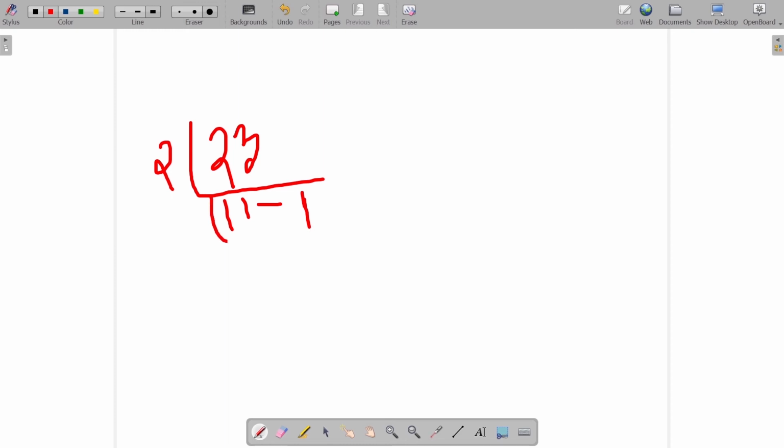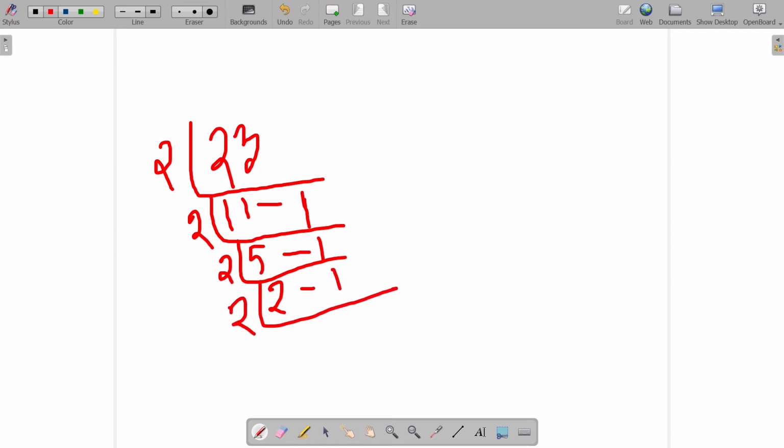Then again we will divide it by 2, then it will be 5, and the remaining will be 1. Then again we will divide it by 2, then it will be 2, and the remaining will be 1. Again divide by 2, it will be 1, and the remaining will be 0, right? Then we will again divide it by 2, then it will be 0, and the remaining will be 1. Whenever we reach 0, we finish this process.